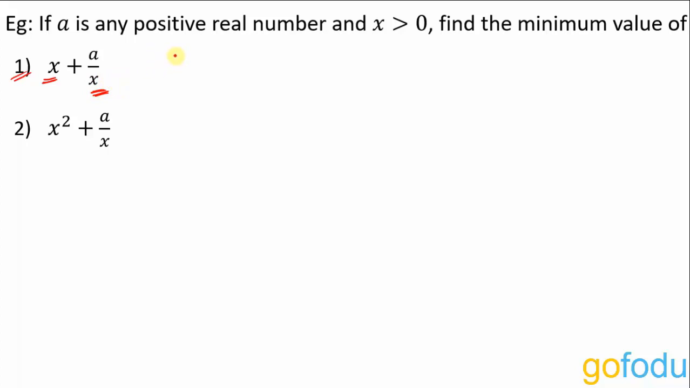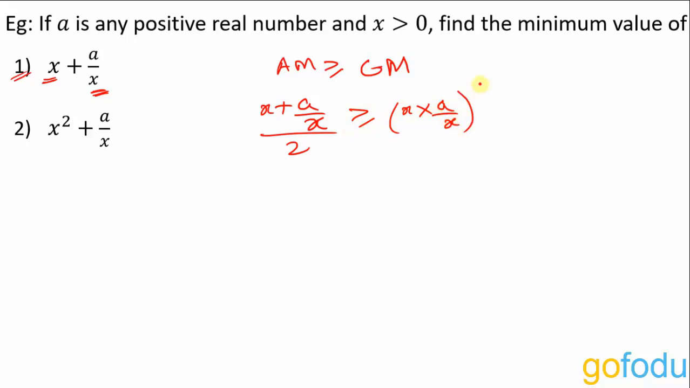That means we can get the minimum value of this sum. AM is greater than or equal to GM. AM is what? (x plus a upon x) upon 2, the sum of the two terms upon 2, which will be greater than or equal to GM, that is (x into a upon x) whole raised to 1 by 2. So x plus a upon x is greater than or equal to, this 2 will go to the right, x and x will get cancelled, 2 times root a. That is the minimum value of this sum.